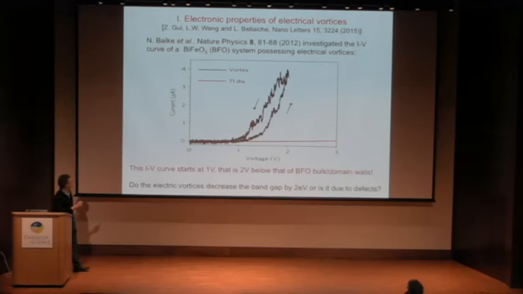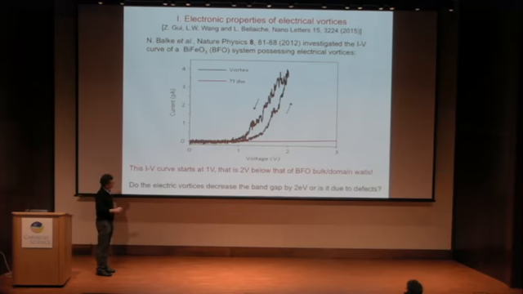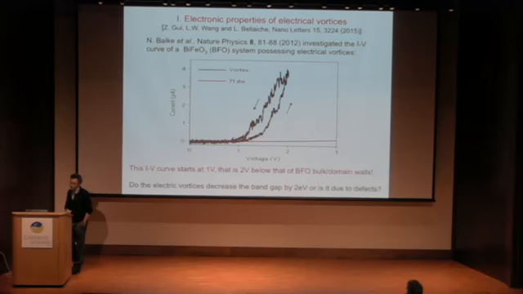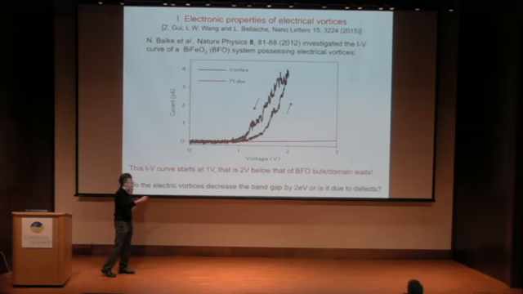I'm also a co-author of this paper, and once again I want to attract your attention to the fact it's an IV curve, and this is for a system possessing electrical vortices. It starts at 1 volt. In BFO bulk, this IV curve starts at 3 volts. So if you think in terms of semiconductor physics, this looks like a p-n junction, and when does the IV curve start in a p-n junction? It starts at the band gap.